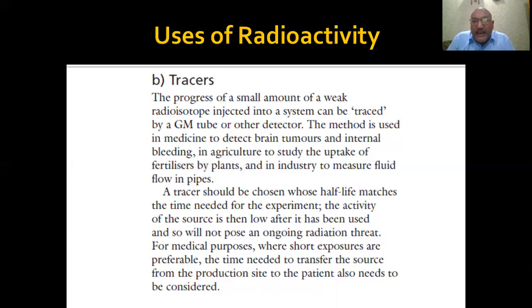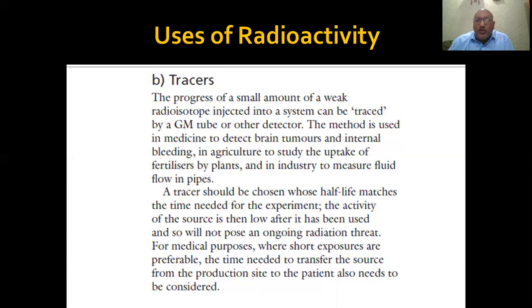So in the case of using a tracer, we normally use beta particles or gamma rays, because they are able to pass through the skin and the flesh and the bones, and a detector can be used outside the body to detect where the radioactive isotopes have reached in the human body. So we don't use any radioactive isotope which is giving out alpha radiation.